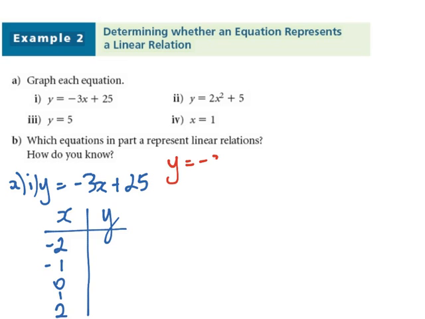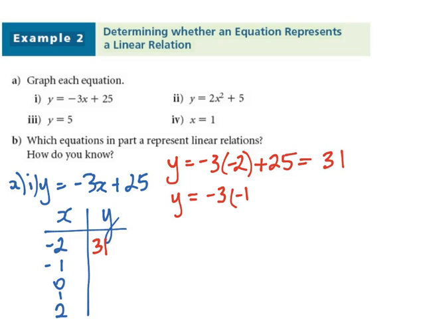So y is equal to negative 3 times negative 2. That's the first x value that we arbitrarily picked. And of course, don't forget 25. When we do these calculations, we'll find that the value is 31. We continue on, and we use the second value we chose for x, which is negative 1. Then, of course, we plug it into the equation. In this case, we get the value of 28 for y.